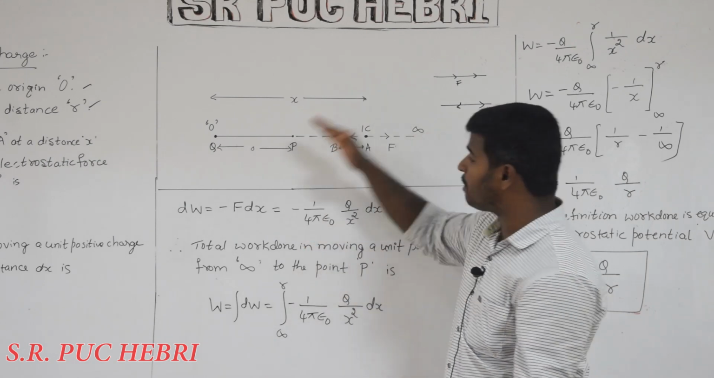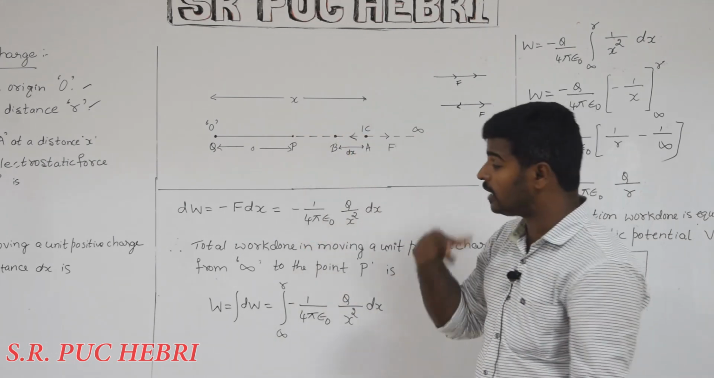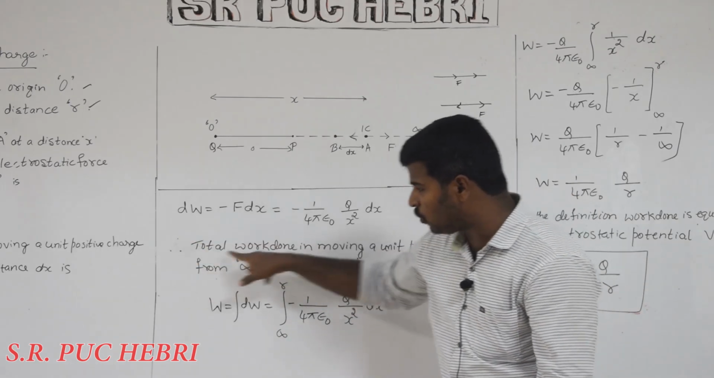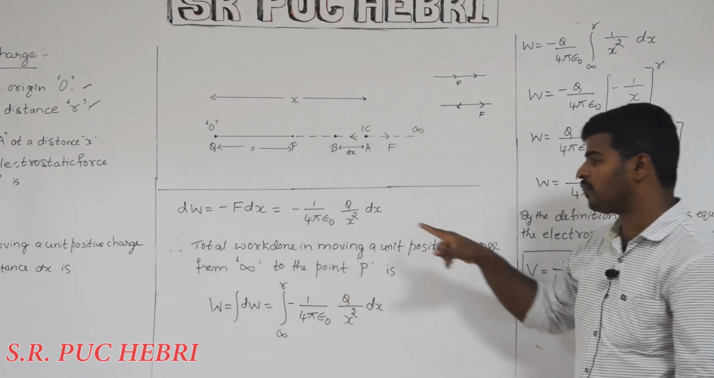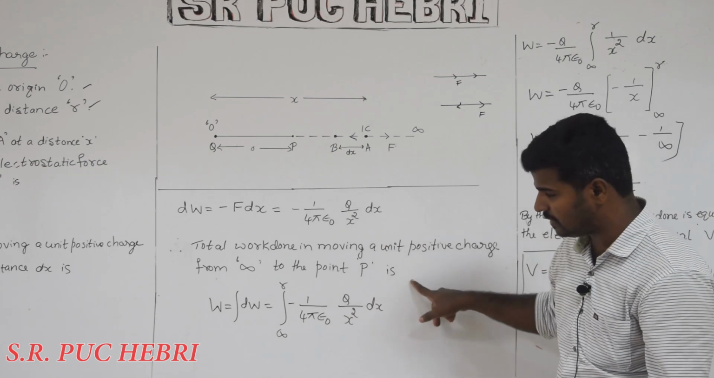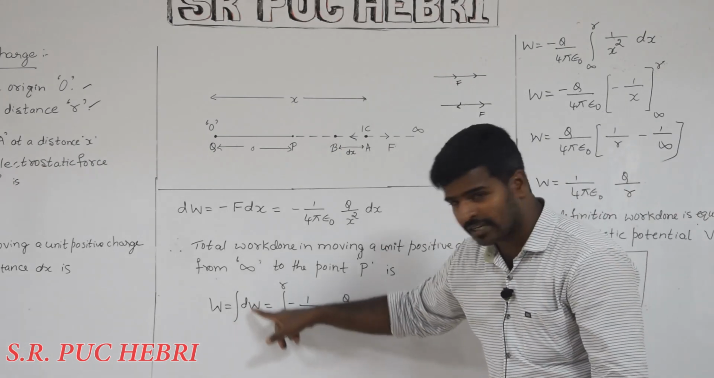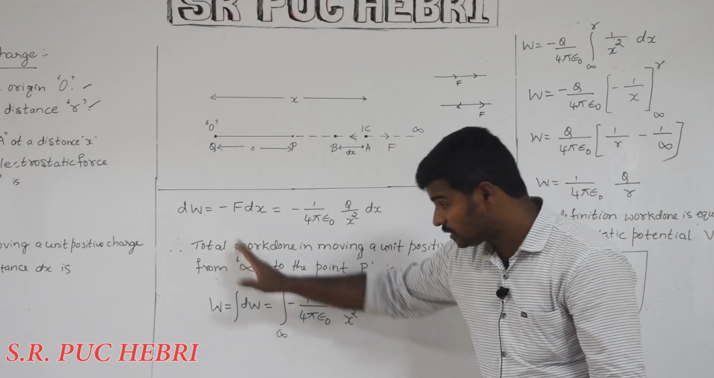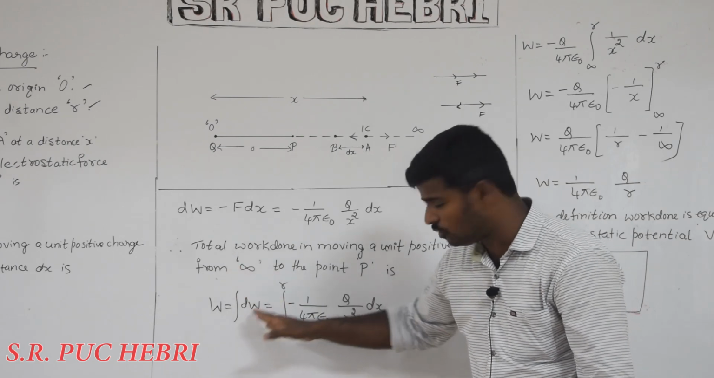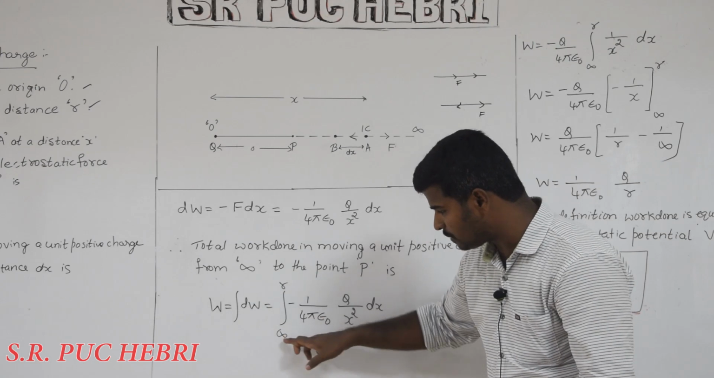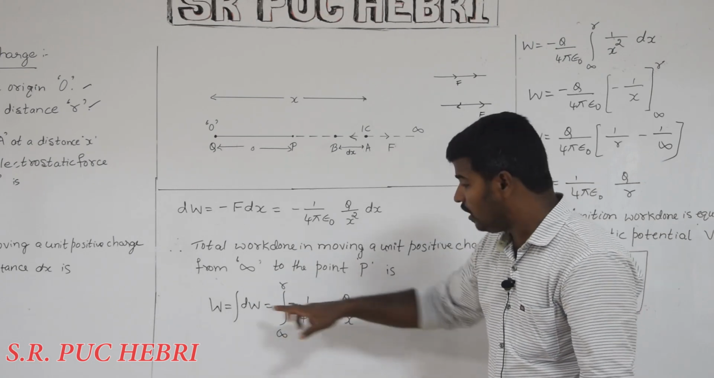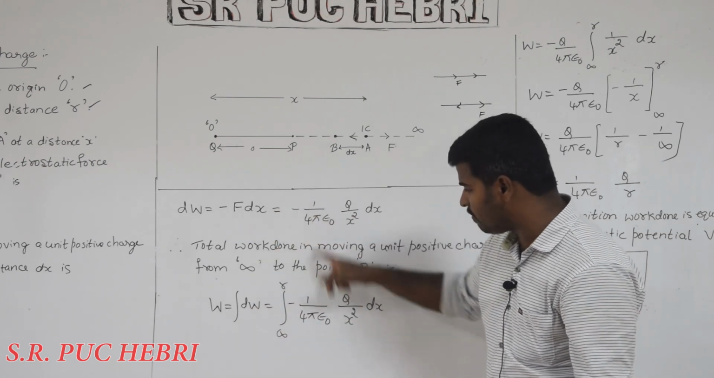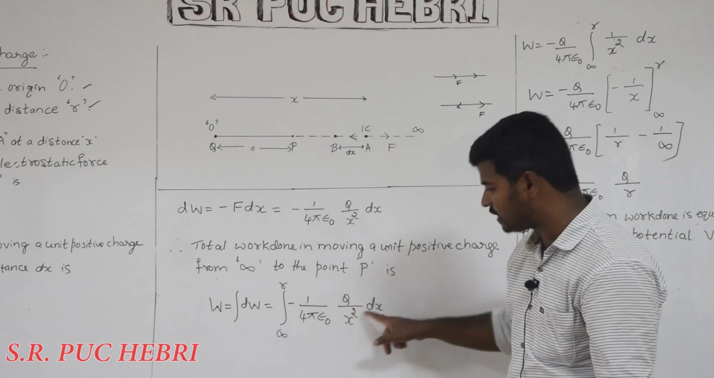Therefore total work done in moving a unit positive charge from infinity to the point P is W equal to the integration of dW, the sum of work done. So integrating from infinity to r, dW will be minus 1 by 4 pi epsilon naught q divided by x square dx.